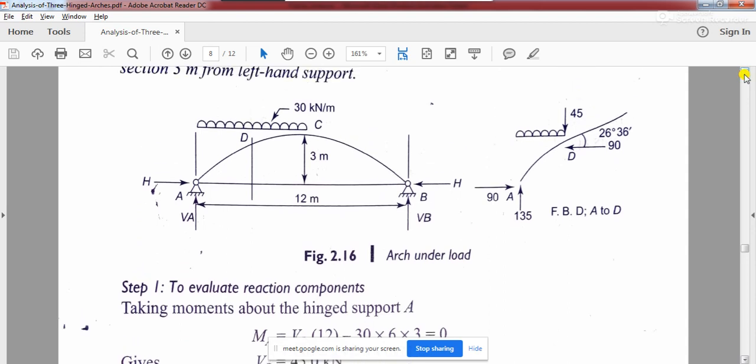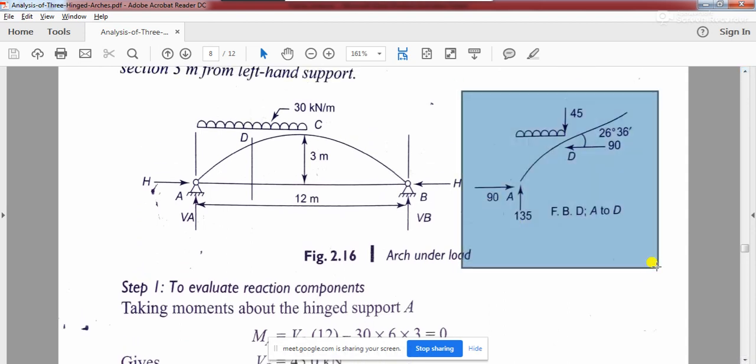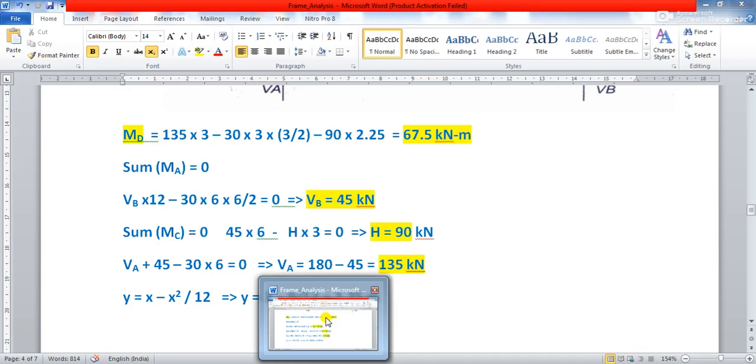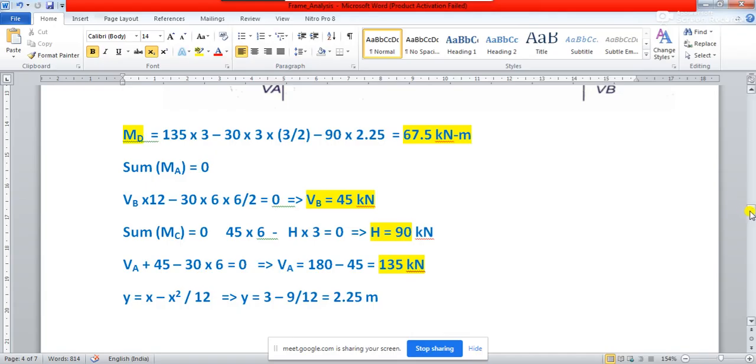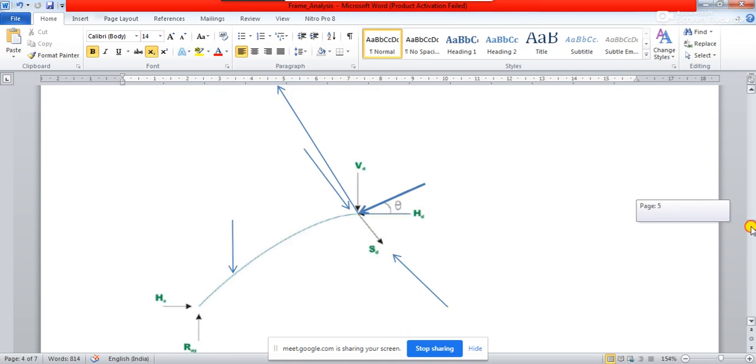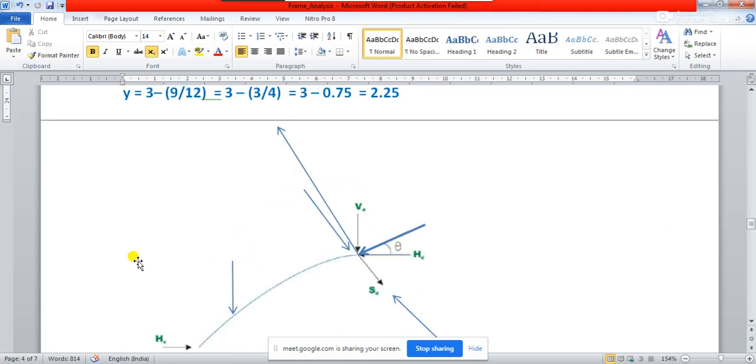So you see, if you want to find out the radial shear, then how do you find out radial shear? If you remember in the previous class, the problem where we have discussed about this point load, I have spoken about radial shear. You remember that? You remember this diagram? We have spoken about it.